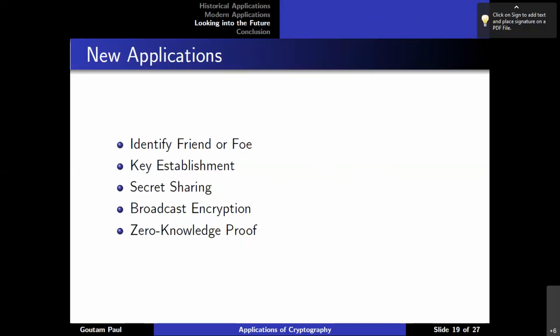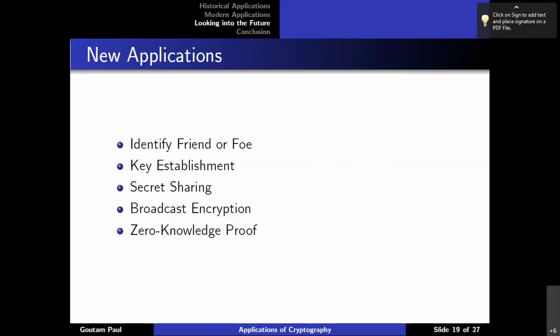And that code is shared among, let's say, 7 major generals. And the scheme is such that if at least a minimum of 4 out of 7 major generals meet together and run a protocol together, they agree to generate the code together, only then will they be able to launch the missile. So if 3 majors agree, they won't be able to, but only if 4 agree, then they will be able to launch.